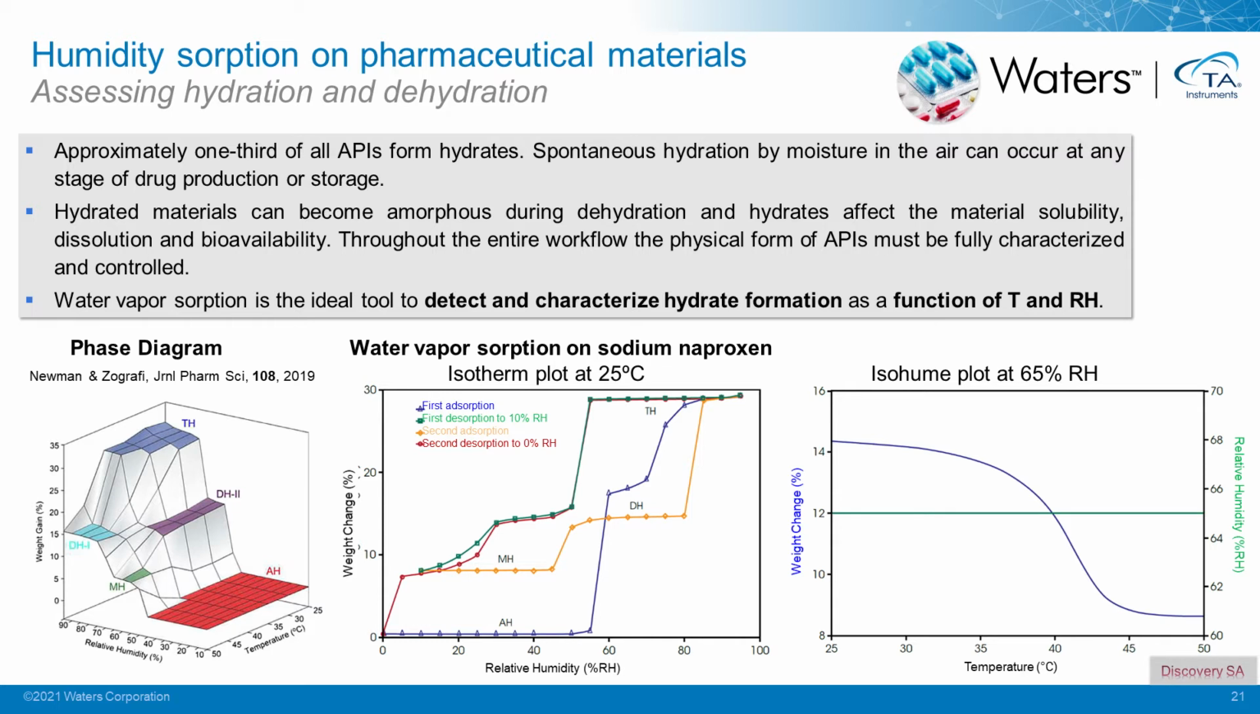On the far right-hand side, we have a temperature scan now of this material. This is actually a temperature scan from high temperature to low temperature, showing the weight change as we go from the monohydrate to the dihydrate form at 65% RH.